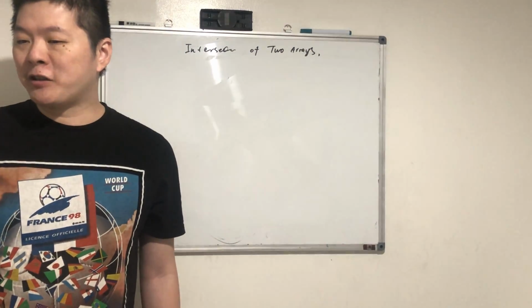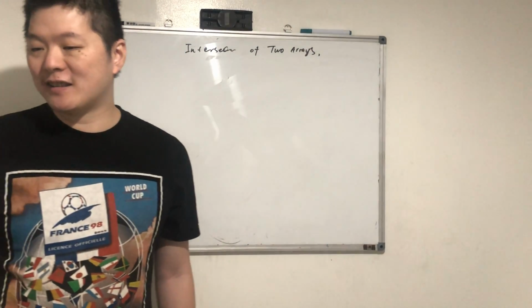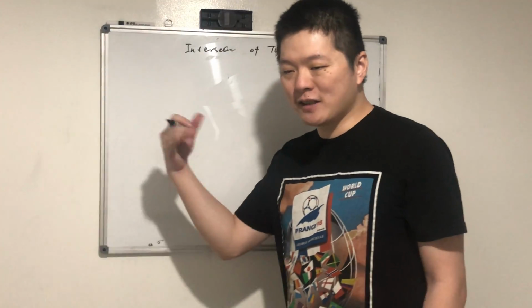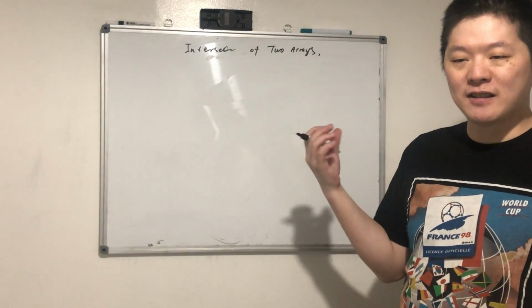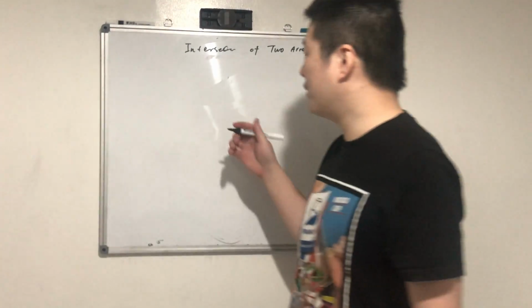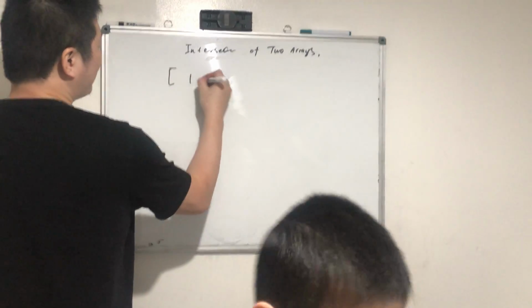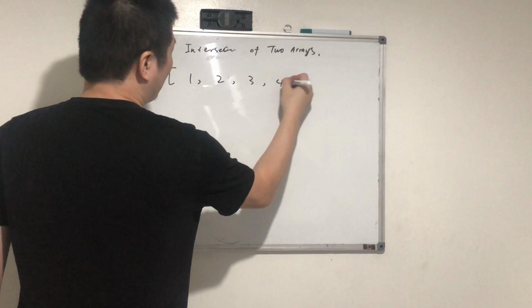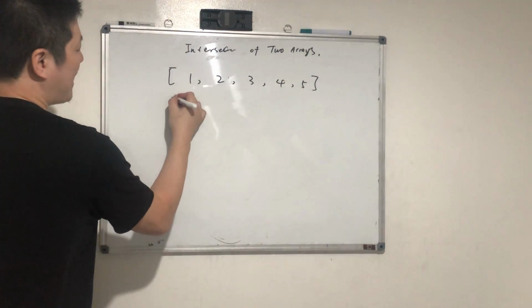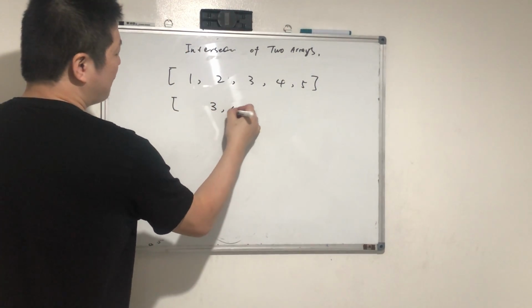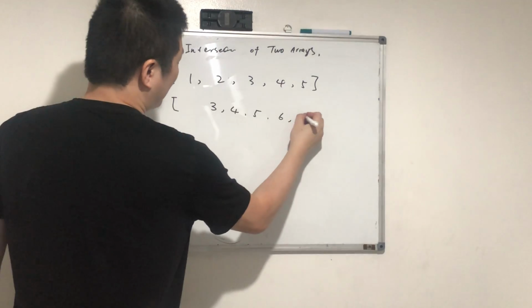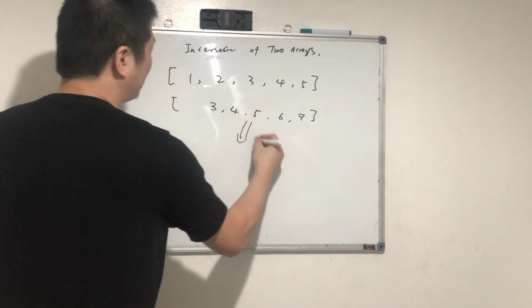So previously we talked about the intersection of two linked lists, right? The principle is quite similar. The approach we've taken today is quite similar. So let's take a look at this example. 1, 2, 3, 4, 5, 6, 7, and then 8, 9, 3, 4, 5, 6, 7, 8. So what's the intersection of these two arrays?